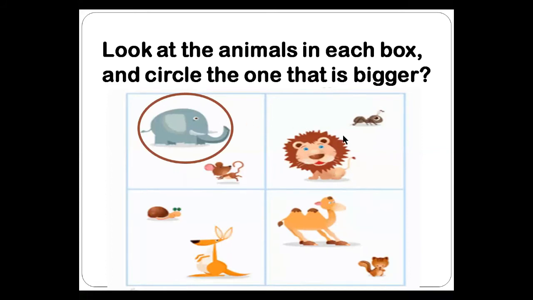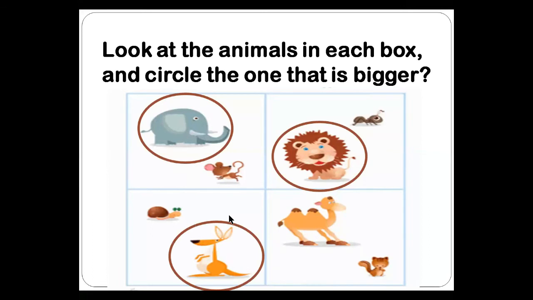The next one we have a lion and an ant. Which is bigger? Lion is bigger. We put the circle on the lion. Now in the third one we have a snail and a kangaroo. Which is bigger? Kangaroo is bigger. So we will put the circle on the kangaroo.